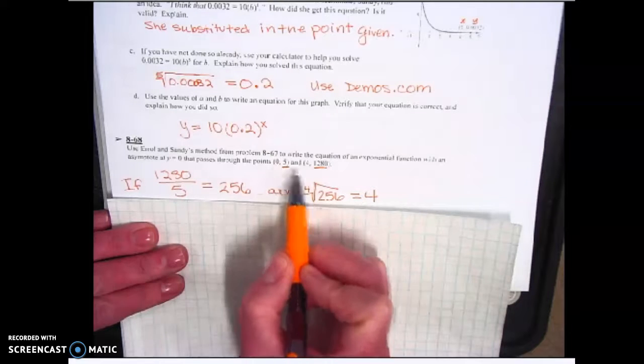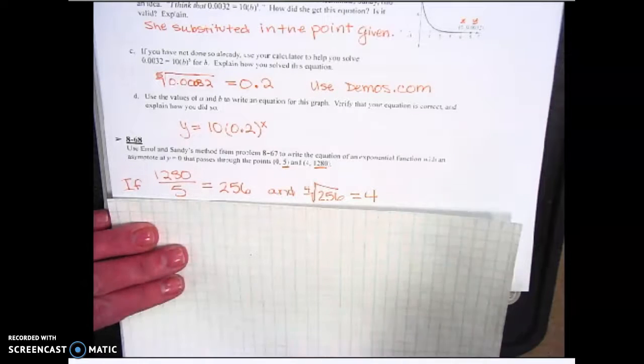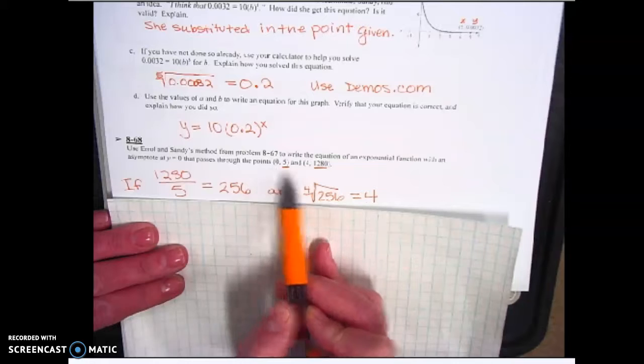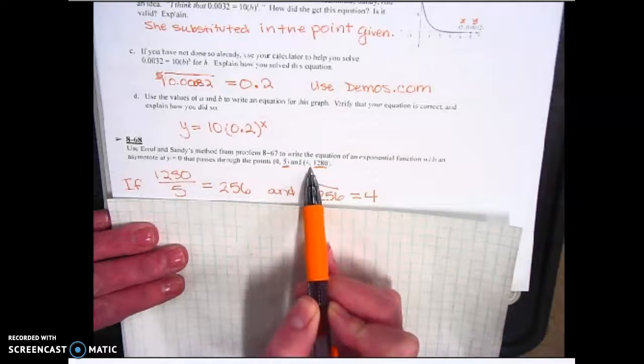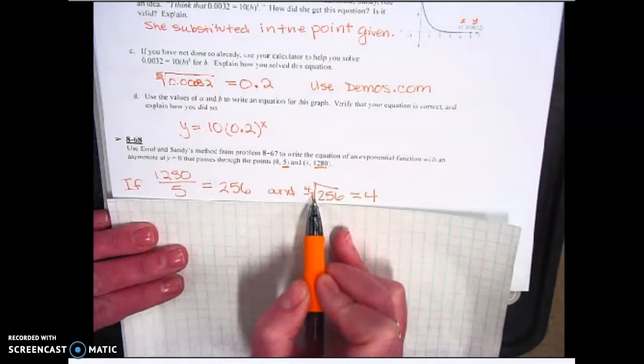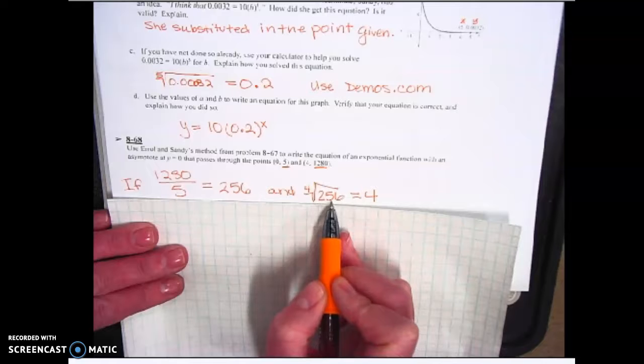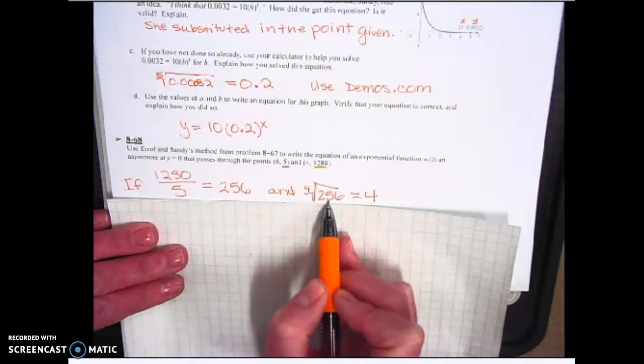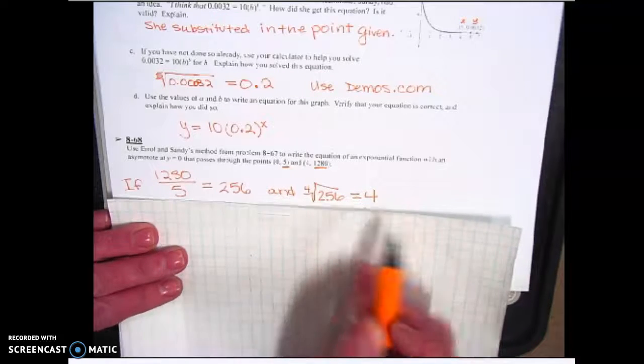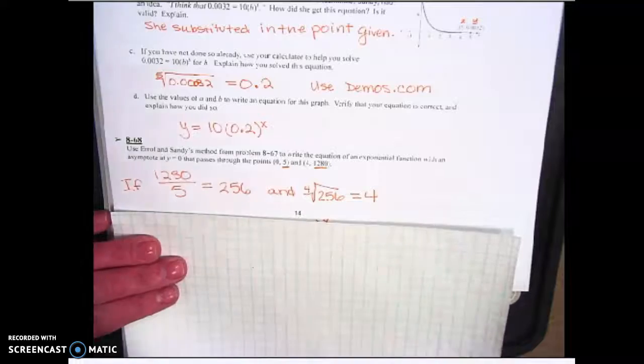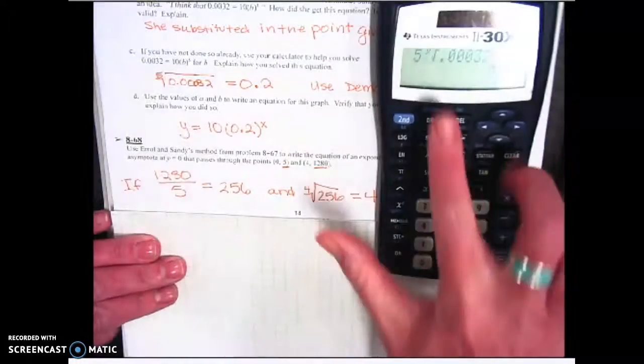But since these x-values aren't consecutive, meaning they don't come one right after another, it's not 0 and then 1, it's 0 and then 4, that means we have to take the 4th root. So on your calculator, you would type in the 4th root of 256, hit the equal sign, and it would give you 4.